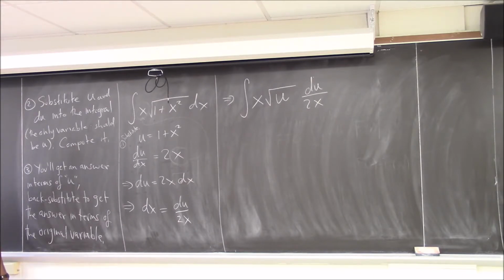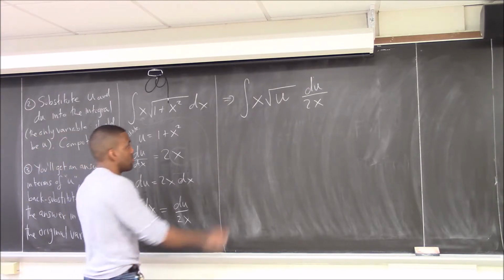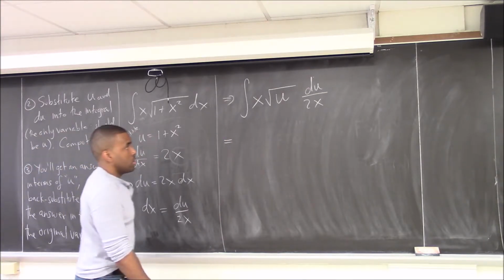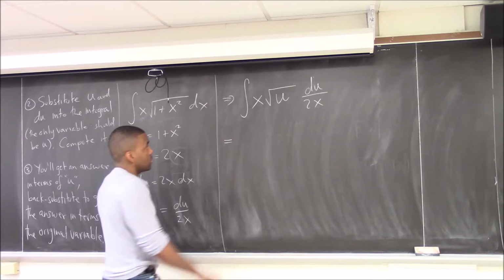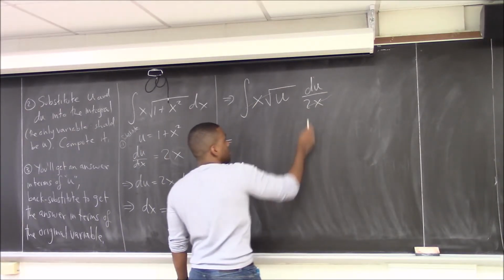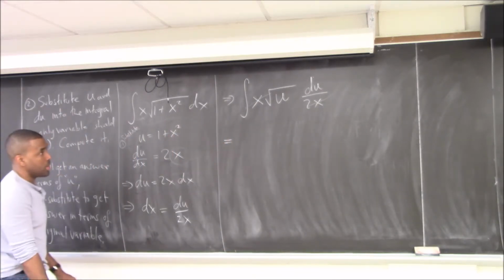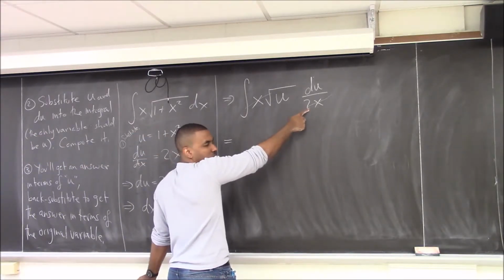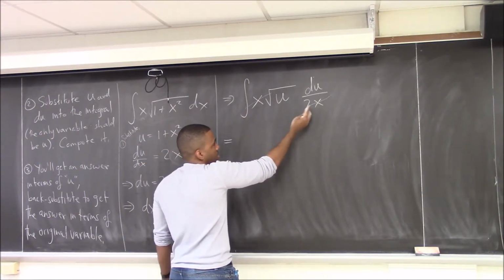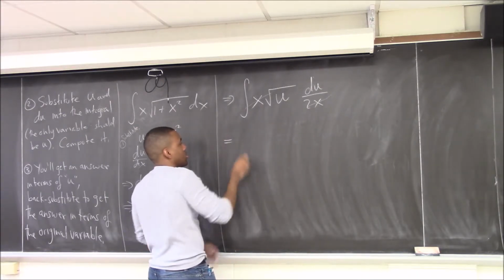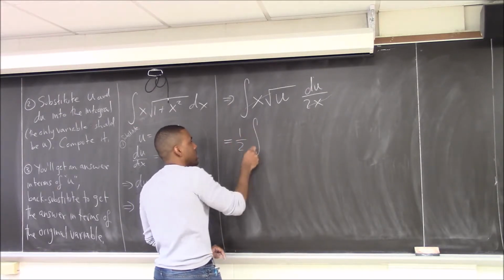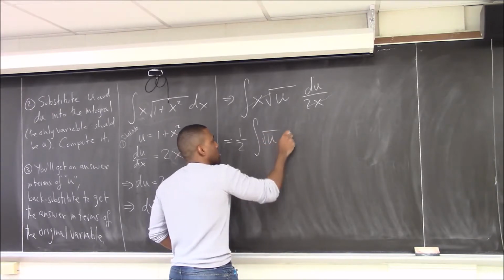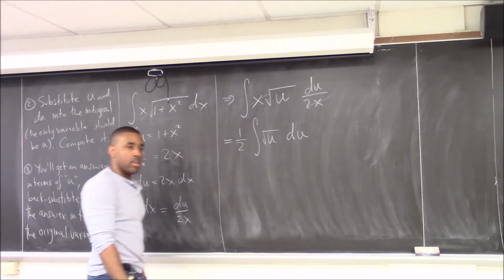And now what happens? Notice here, the x's will cancel. So I'm just multiplying a bunch of things. Here's that 2 in the denominator, but it's just divided by 2, same as multiplying by a half. I can literally just factor it out, put it on the outside. And so that's what I have left.